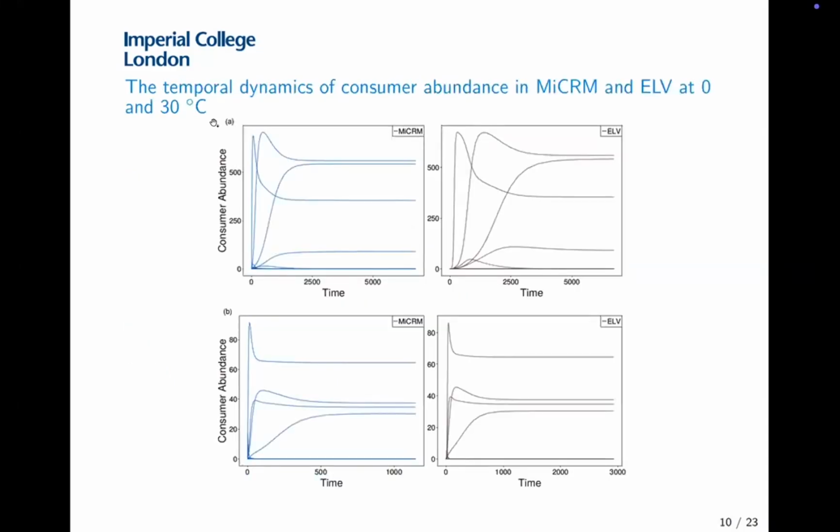Here is an example simulation of the temporal dynamics of consumer abundance in the microbial consumer resource model and the generalized Lotka-Volterra model. We can see the approximation is quite good around equilibrium. However, there is some deviation in the initial dynamics.